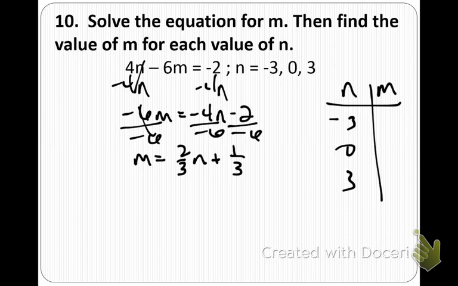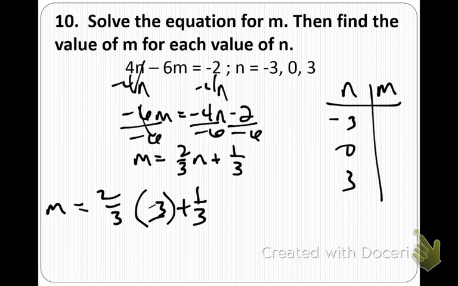Okay. So m is 2/3 times, we're going to plug -3 in for that n, plus 1/3. Okay. Make this a fraction. -3 times 2 is -6. -6 divided by 3 is 2. Actually, negative, sorry. It's negative. Plus 1/3. Okay. -2 plus 1/3 gets you -1 and 2/3.